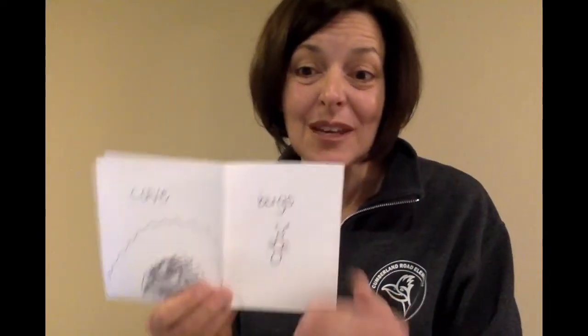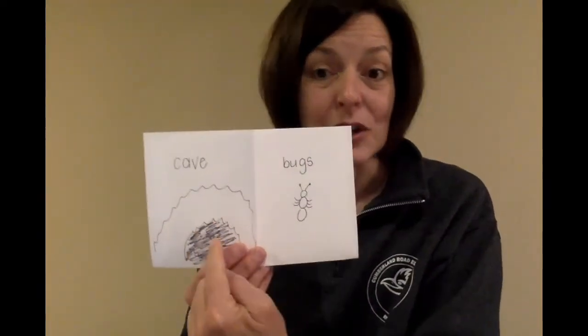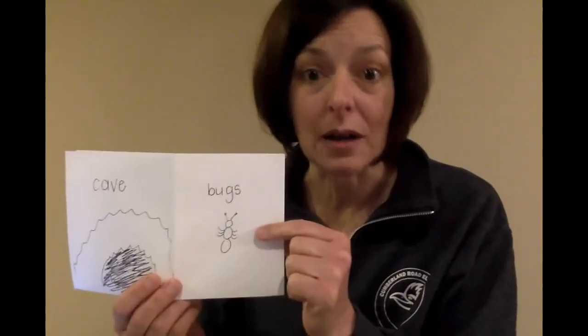So while I was reading the Bats book, I discovered 2 key words. I noticed cave, and so I drew a picture of that. I also noticed bugs. That's a key word for bats because it's what they eat.